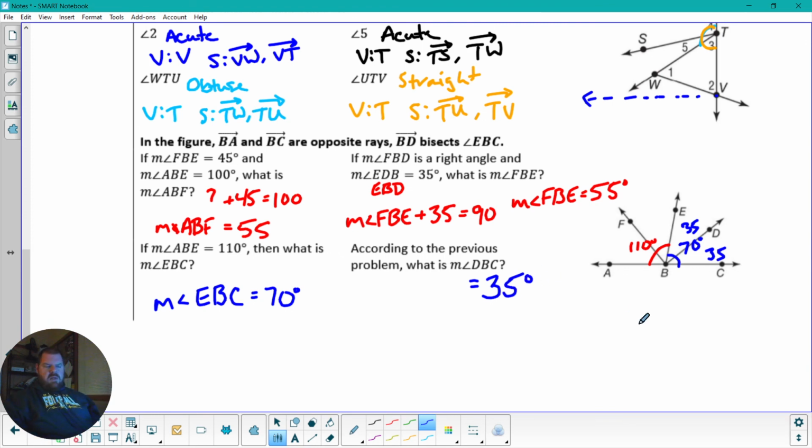Okay. So just using some of the things that we can know based on really intuition, I would say the angle addition postulate is a very basic tool. So get those done and have a great day. We'll see you in class.